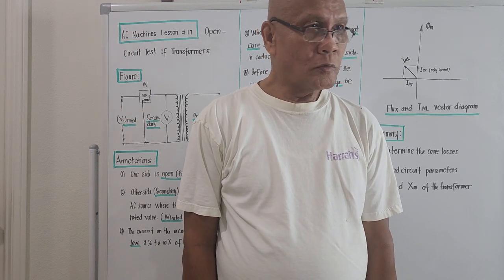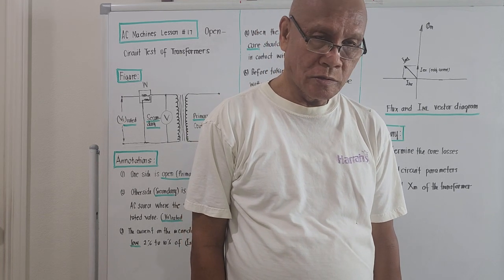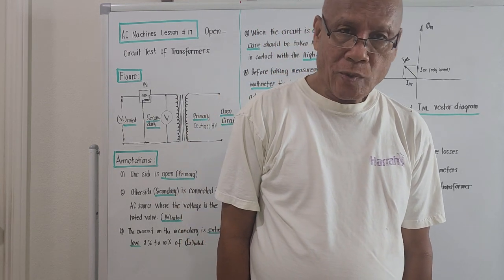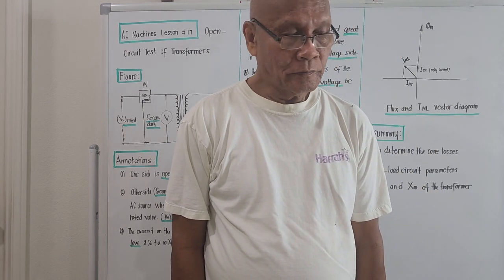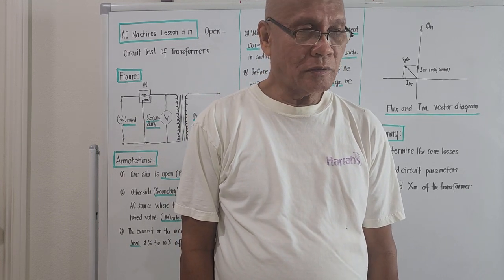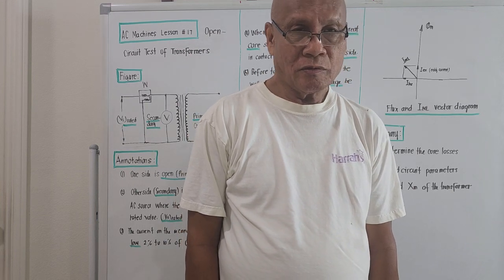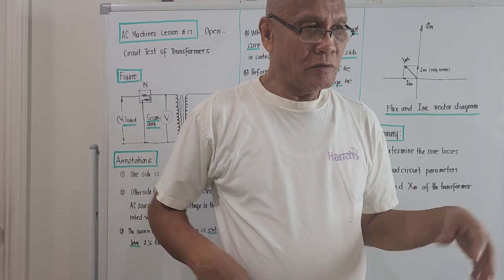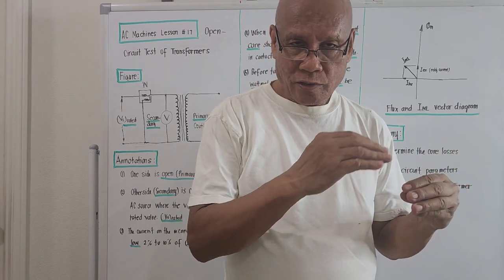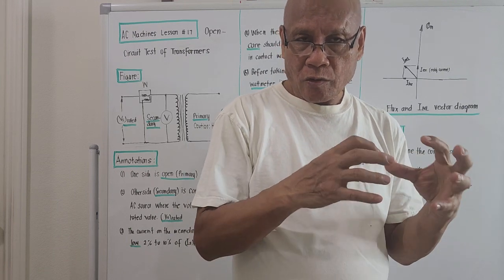Because the losses of a transformer are the so-called copper loss and the core loss. Copper loss is due to the windings of the transformer, because there is no such thing as a perfect transformer or perfect winding. The other loss is the core loss, meaning the part of the transformer on which the primary and secondary windings are wound. There are losses due to it.